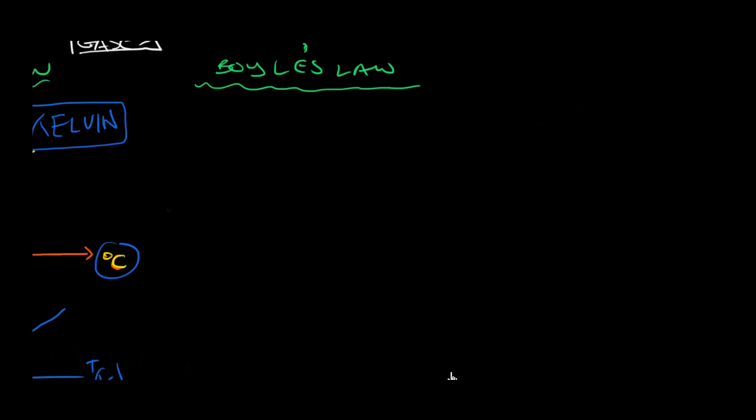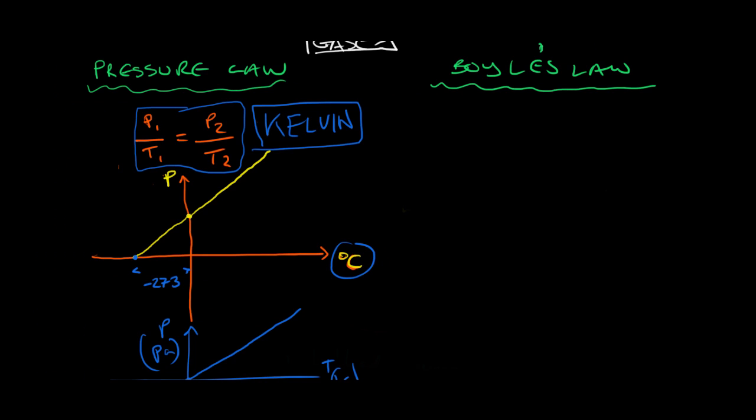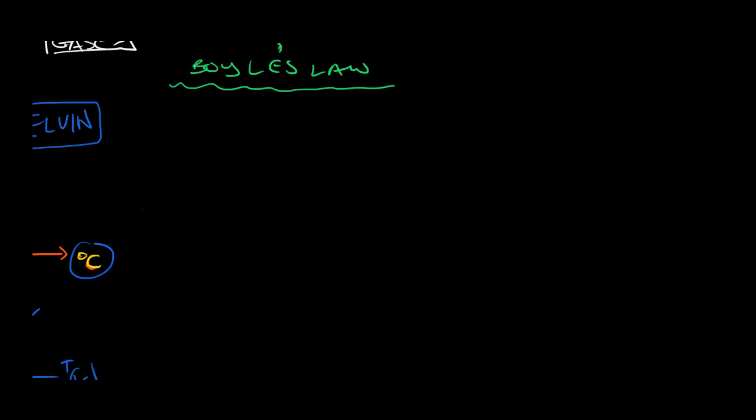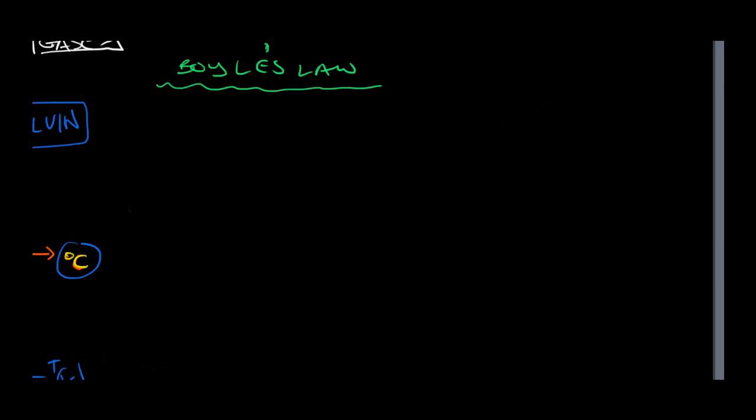Boyle's law is the relationship between, well, the pressure law was between pressure and temperature, and Boyle's law is between pressure and volume. So what does Boyle's law say? Well, instead of P divided by T, Boyle's law says that P multiplied by V is a constant. So then P1 V1 equals P2 V2, a constant.